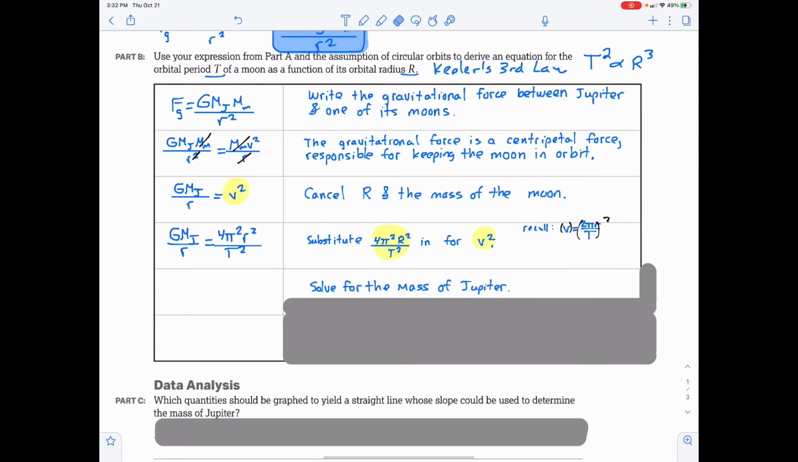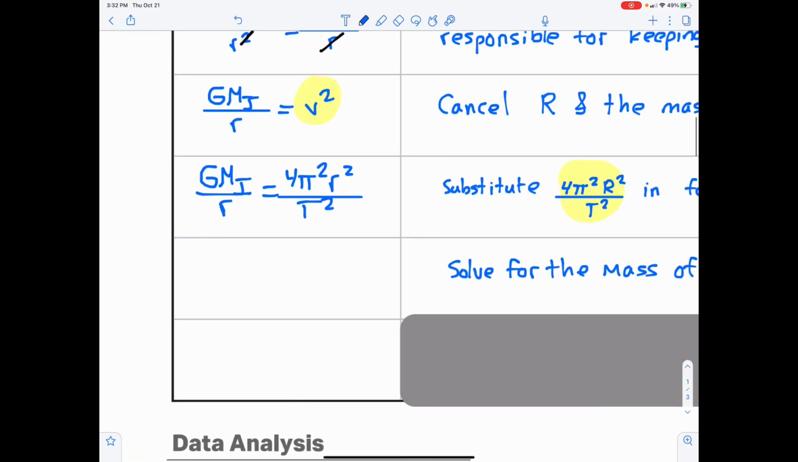Step 5, solve for the mass of Jupiter. So solving for the mass of Jupiter, we multiply by r and divide by G, and the mass of Jupiter is equal to 4 pi squared r cubed, because you multiply both sides by r, and now you have r times r squared. That's r cubed. All over G times T squared.